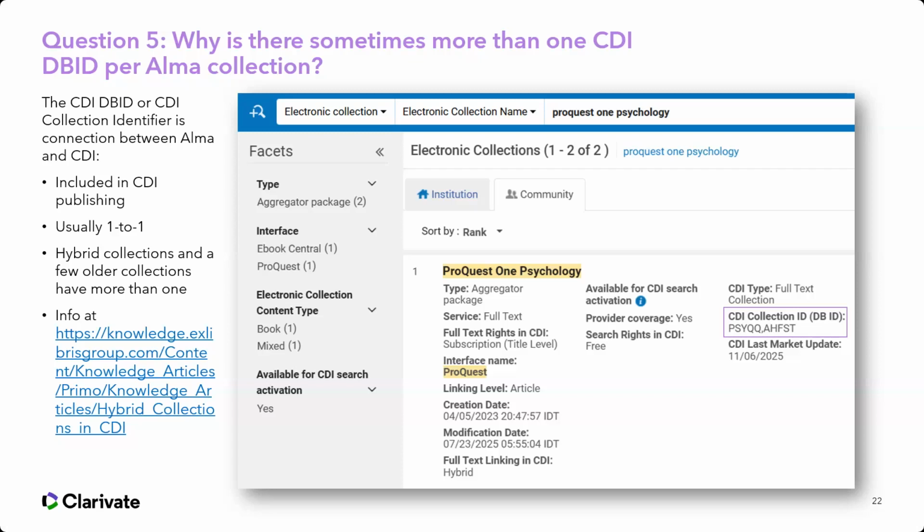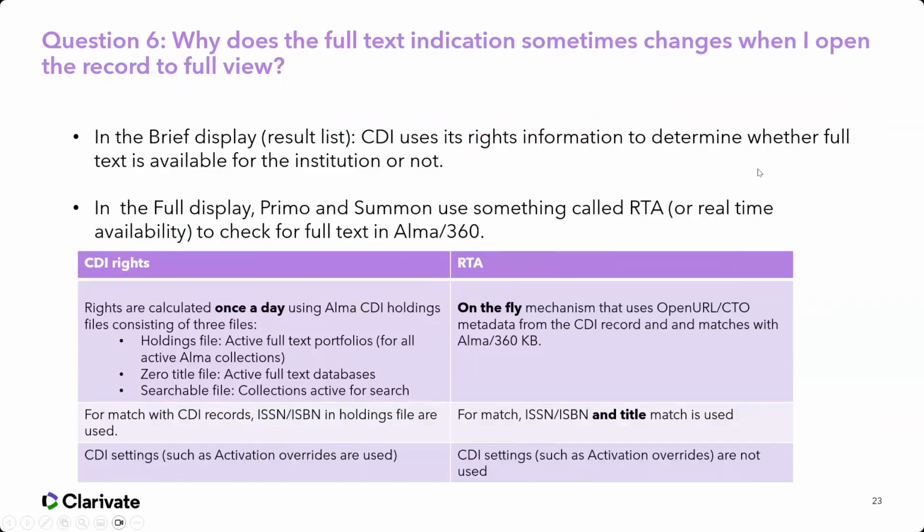Okay. All right. So we have 5 more minutes, but I think we're reaching the last question here. I will briefly go over the last one, and that's a question that has come up, and that's why we wanted to touch on it. It's a bit more advanced. The question is, why does full text indication sometimes change between the brief record display, the result list, and the full display?